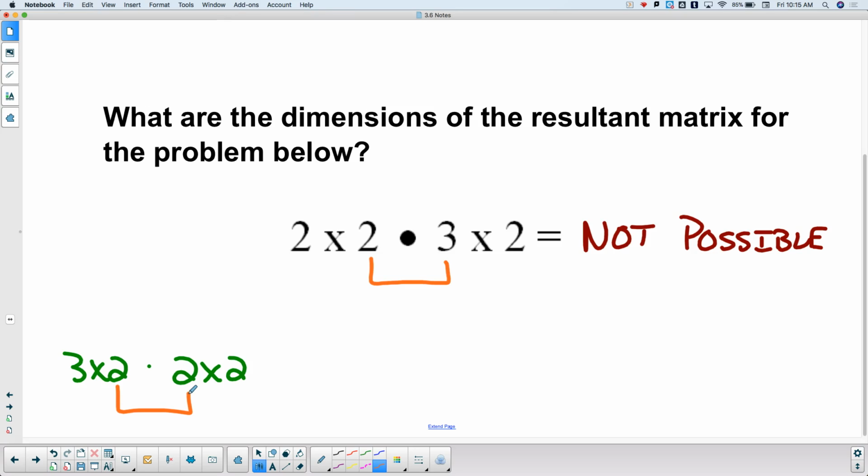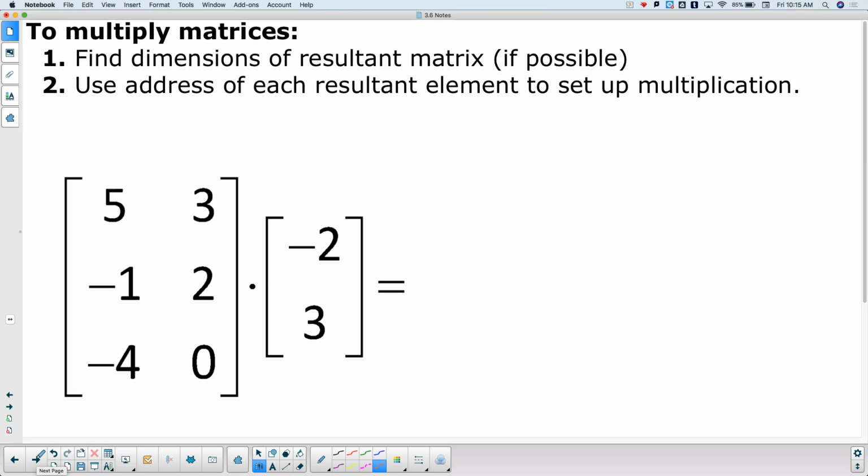All right? So, let's do this. Step number 1, we got to find the dimensions to see if it works out or not. What are the dimensions of this left matrix? This matrix right here: 3 by 2, 3 rows, 2 columns. Right matrix, what are the dimensions? 2 by 1, 2 rows, 1 column.